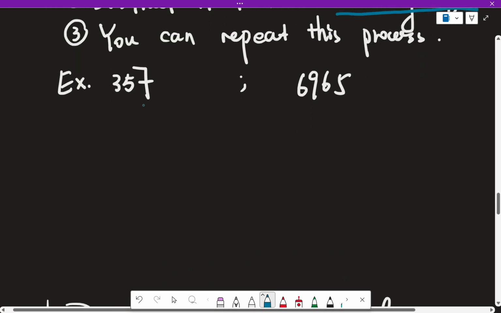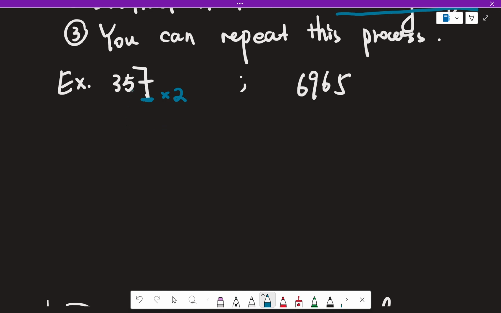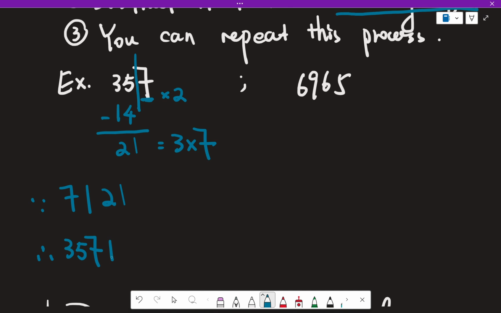First, we take the last digit, we double it, and we get 14, because 7 times 2 is 14. We subtract this 14 from the remaining digits, which is 35. So 35 minus 14, we get 21. And we can see that 21 equals 3 times 7. So 7 divides 21. Because 7 divides 21, therefore 357 is also divisible by 7.